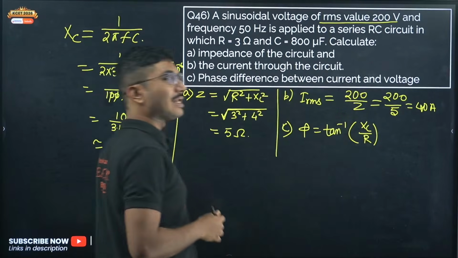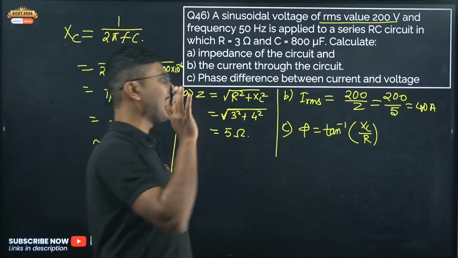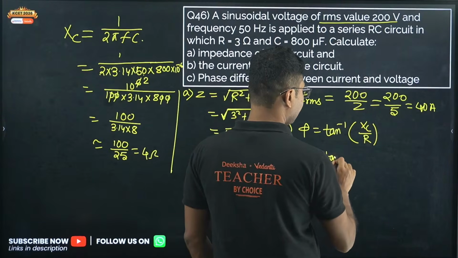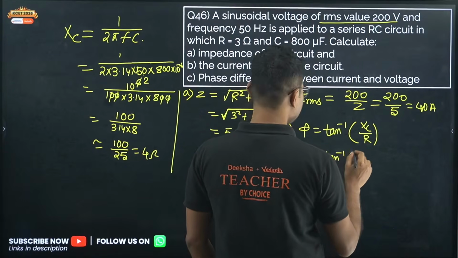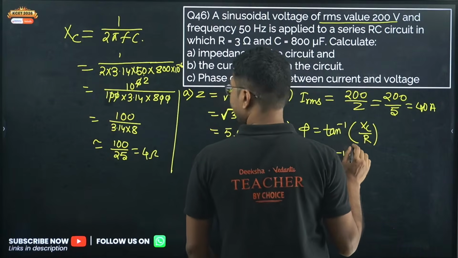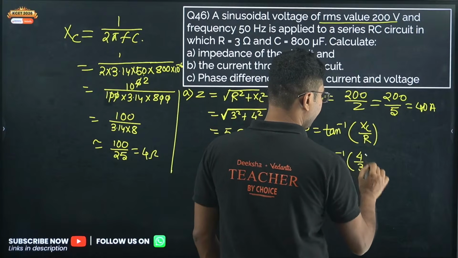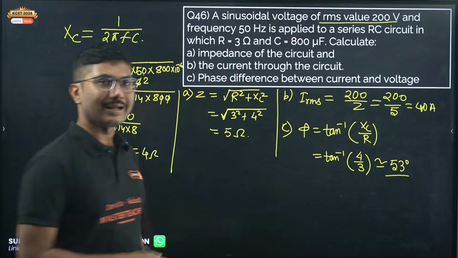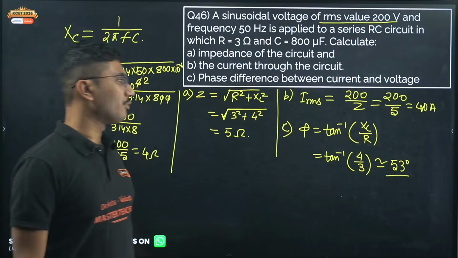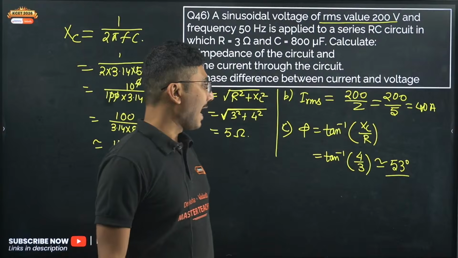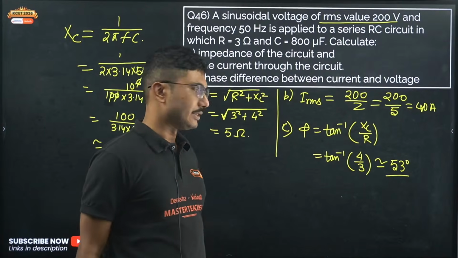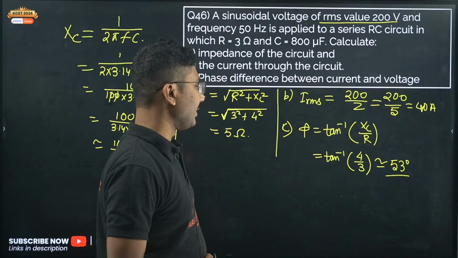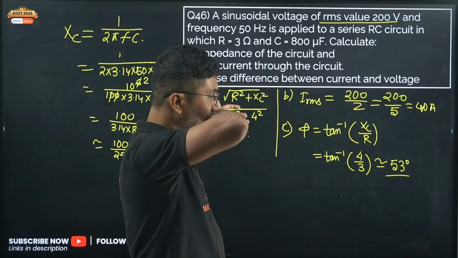No negative sign while calculating phase. Remember that while calculating phase, no negative sign. So it will be tan inverse of XC over R. XC is 4 and this is 3, so this will be approximately 53 degrees. This is the standard angle: 3 by 4 is 37 degrees and 4 by 3 is 53 degrees. You can check the tangent table as well, but it is not required. So tan inverse 4 by 3 will be 53 degrees.